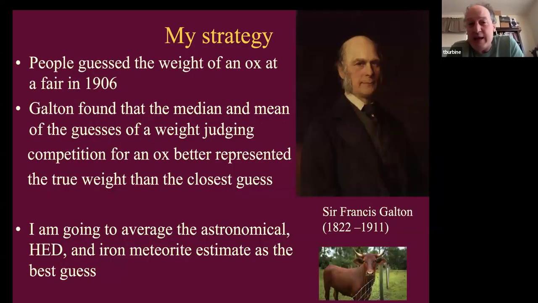So my strategy: there's this guy named Sir Francis Galton. People guessed the weight of an ox at a fair, and he found that the median and the mean of the guesses were better representations of the weight than the closest guess. So I was going to look at the astronomical evidence, the HED evidence, and the iron meteorite estimate, take the average of those three, and assume that's the best guess of what the number is.